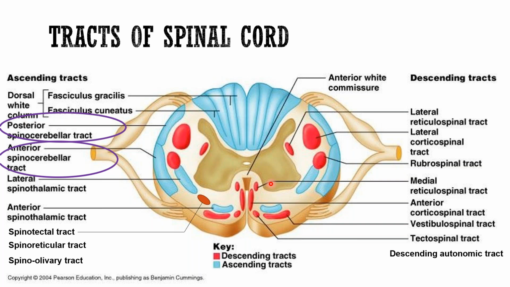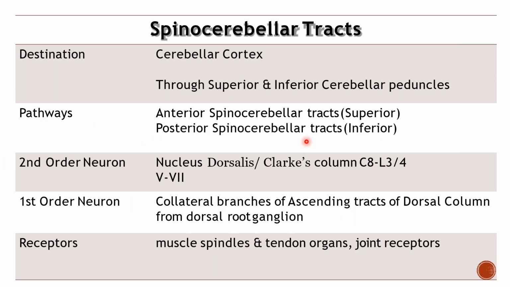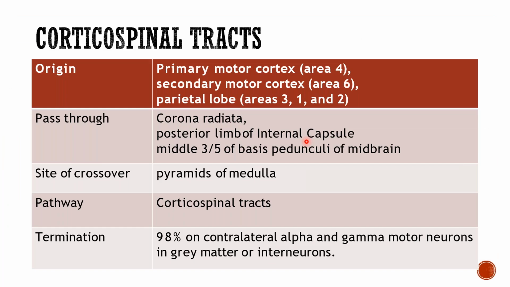Basically, in the case of the descending tracts, we have a number of neuronal fibers. Before moving to any tract, we should be able to define what a tract is. A tract is a specific group of neurons which share one origin, terminate at one single specific point, and perform a similar kind of function. That's more or less the idea of a tract. After that, we are moving on to the corticospinal tracts first.